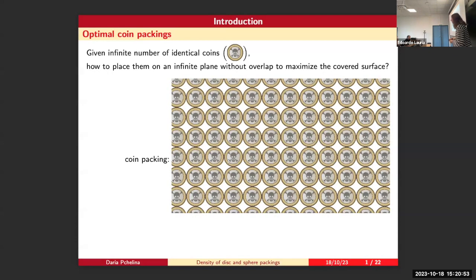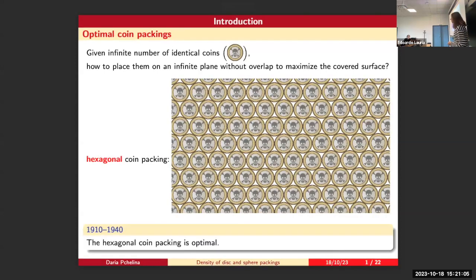So who thinks that this configuration maximizes the covered surface? Now, you're clever. You're right, you got me. Okay, so this is the best way. I think you thought about this one. This is called the hexagonal coin packing. And it is optimal. It's the best. It was proved a long time ago.